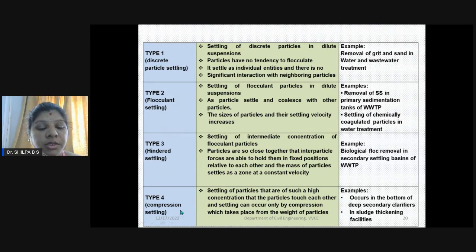The last one is type 4, which we call compression settling. In this zone, the settling of particles occurs at a high concentration of particles, which are very thick in nature, and they settle by the compression of the particles just above them. That type of settling is referred to as compression settling.